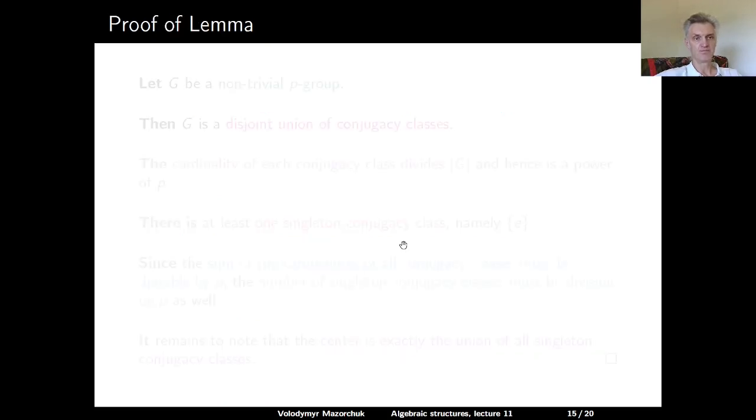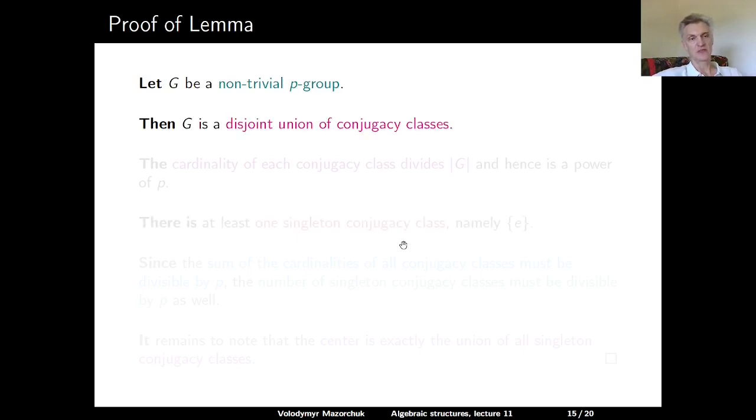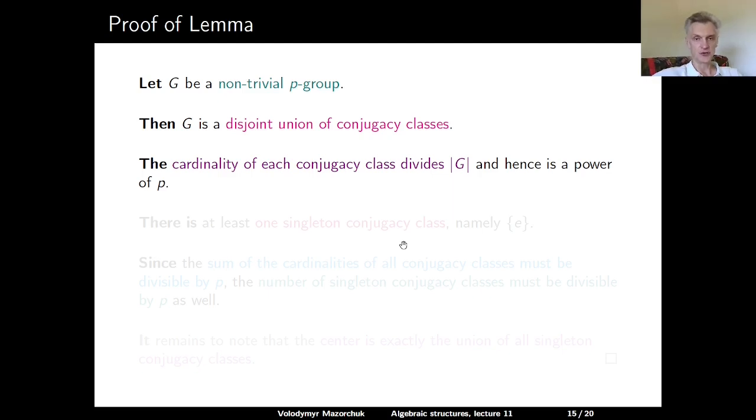So let's prove the lemma. So let G be a non-trivial p-group. Then, of course, as any group, G is a disjoint union of conjugacy classes. The conjugacy classes are orbits with respect to the conjugation action of G on itself, and the cardinality of each orbit must divide the order of the group. So the cardinality of each conjugacy class divides the order of the group, and hence is a power of p. There is at least one singleton conjugacy class, namely the conjugacy class of the identity.